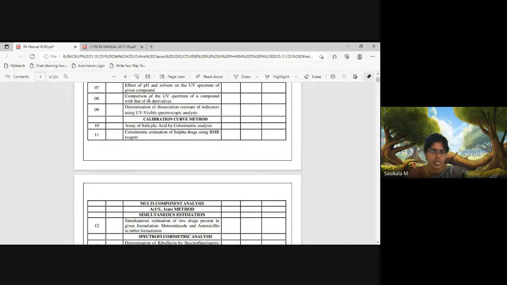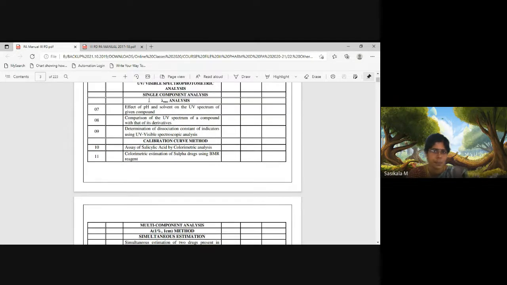For that case only, the seventh experiment is given: pH and solvent analysis to find out the stability of the sample in a particular pH and a particular solvent. That is the main concept of the seventh experiment. The eighth experiment will be the comparison of the UV spectrum of a compound with that of its derivatives.